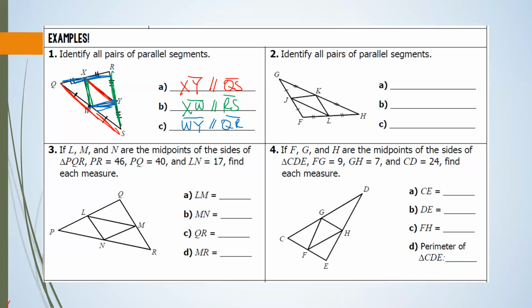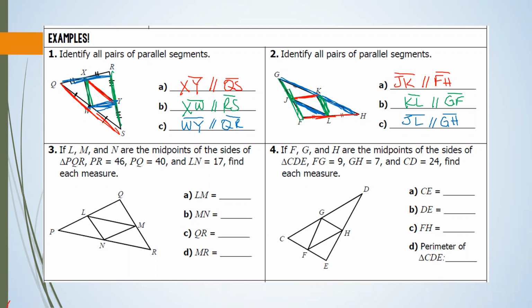Go ahead and try number 2. Tell me the pairs of parallel segments you see there in number 2. Okay, go ahead and check what you have there on yours. You should have JK parallel to FH, KL parallel to GF, and JL parallel to GH. You could have had those in a different order, but as long as the pairs were together, that's fine.